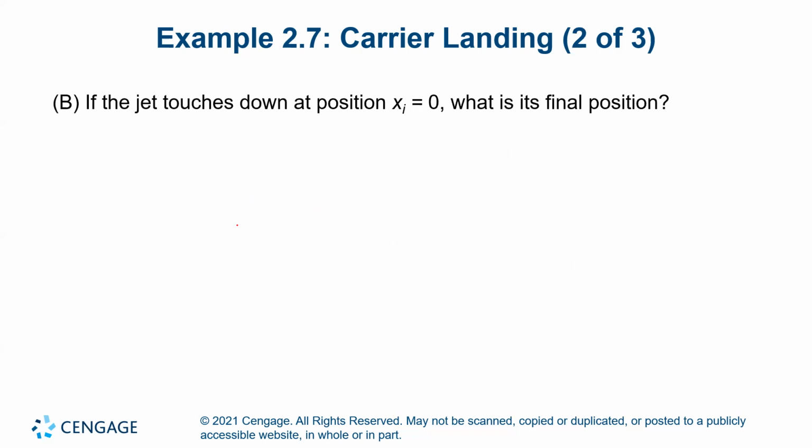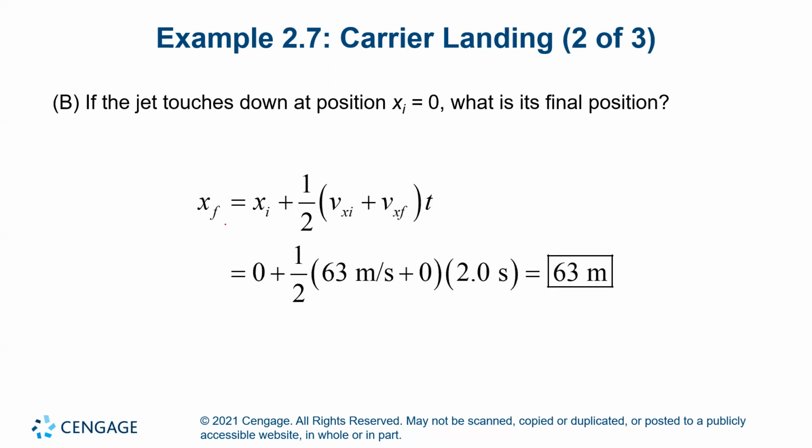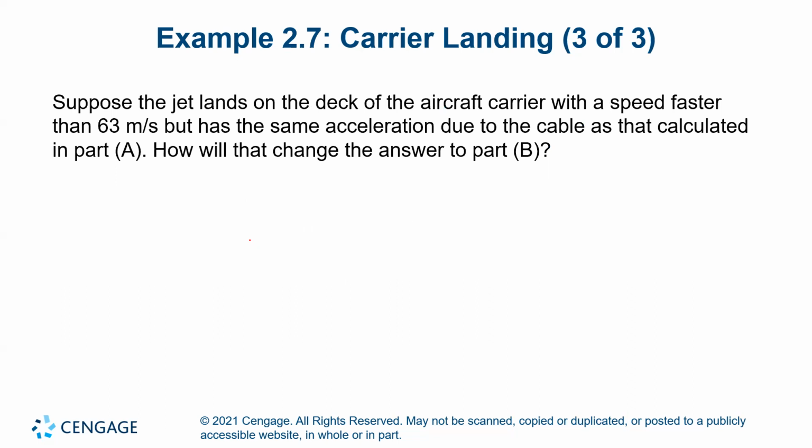So if the jet touches down at position xi equals 0, as I mentioned earlier, now it's time to find xf, and we can use this formula. I think there are multiple formulas we can use, but for this particular moment, let's use that formula. It will give us 63 meters. That seems reasonable, no? When it comes to sizes of aircraft carriers, 63 meters is a reasonable stopping displacement. However, if the jet lands at a speed faster than 63, it will have a larger x final, and the jet might overshoot the aircraft carrier. That will be tragic.